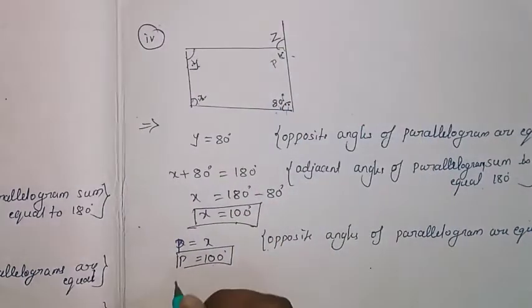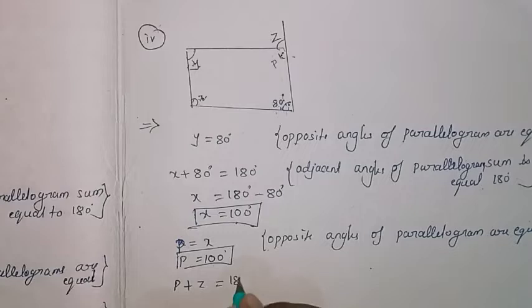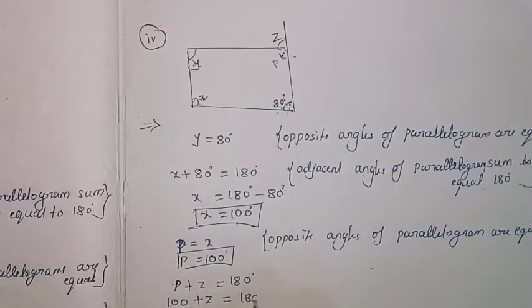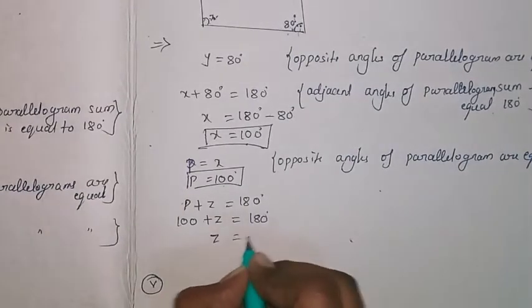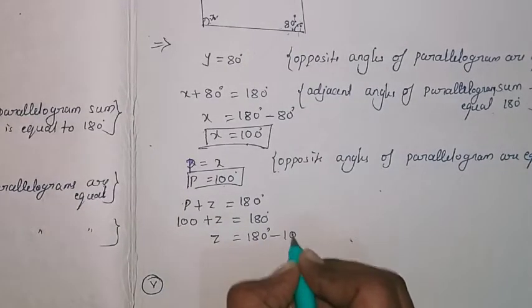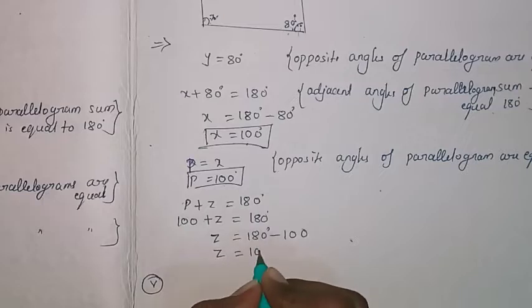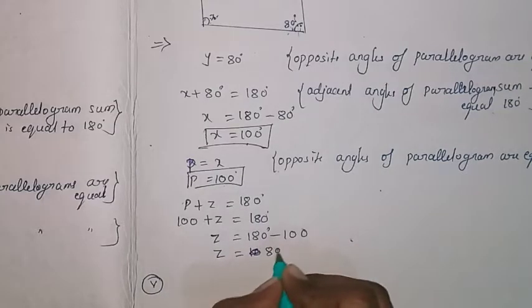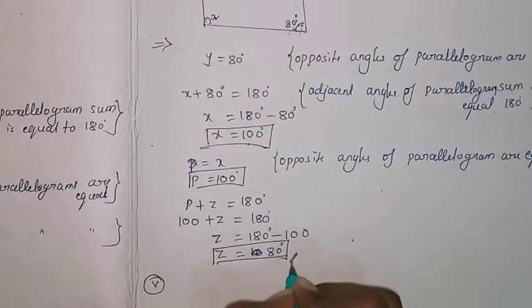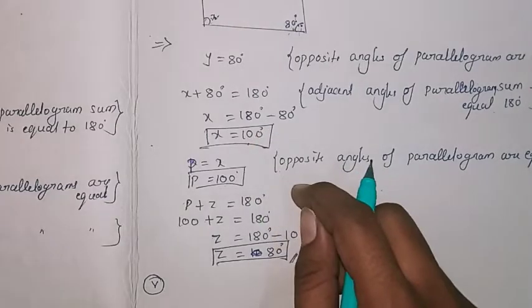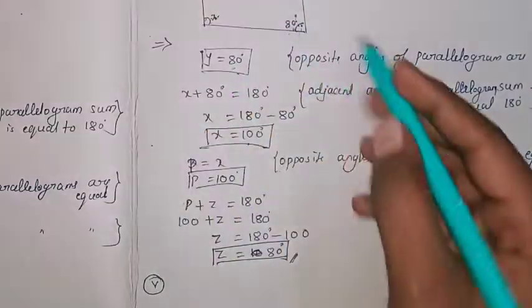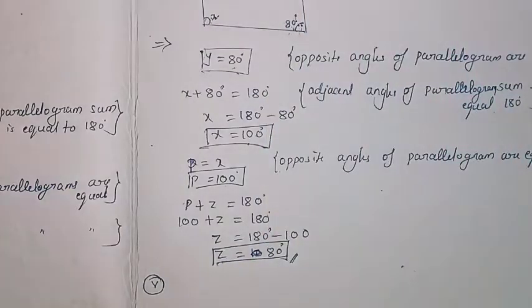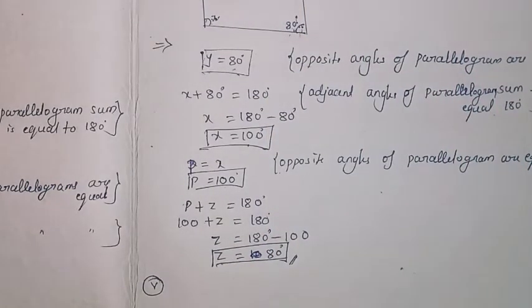I want the z value. p plus z is equal to 180 degree. p is 100, so z I will keep as it is. So z is equal to 180 degree minus 100. So z is equal to, sorry, it is 80 degree, which is our final answer. x we have found, y we have at the start as 80 degree, and z is equal to 80 degree. So this is about the fourth problem.